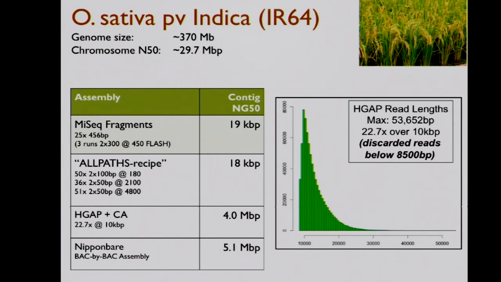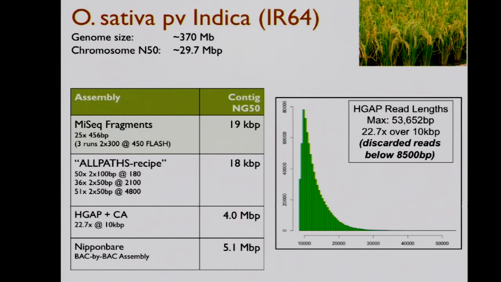And this is a summary of the results that we get. From the ALLPATHS recipe that we saw before, we get about 20 kb. Even using a little bit longer MiSeq fragments, these are 2x250s pre-assembled into 450 base pair reads, we get about 20 kb contigs. So using those error correction routines and the Celera assembler, instead of getting contigs on the order of 20 kb, we're going to get contigs on the order of 4 megabases.